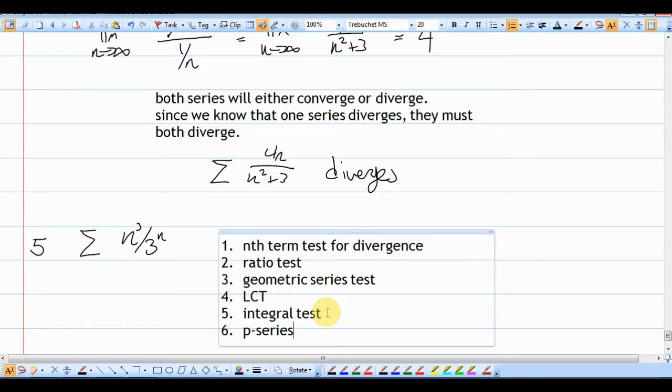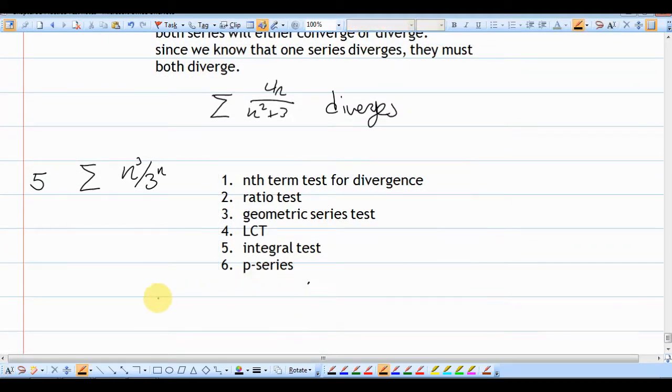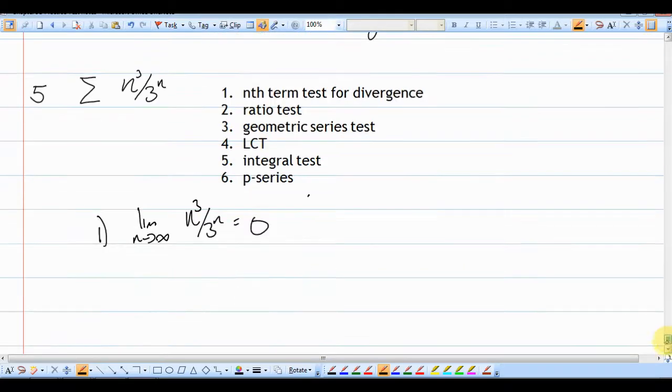Now we're saying the nth term test, but that's not going to get you anything. You're going to get a 0 here. Okay. If you want to take a look at it, we're going to see. The nth term test is when you just do the limit as n approaches infinity. Yeah, the limit as n approaches infinity of n cubed over 3 to the n, that's equal to 0. So basically the nth term test is inconclusive.